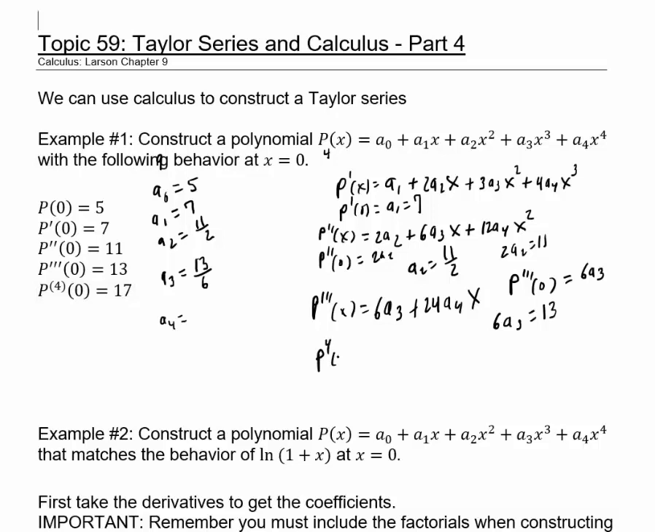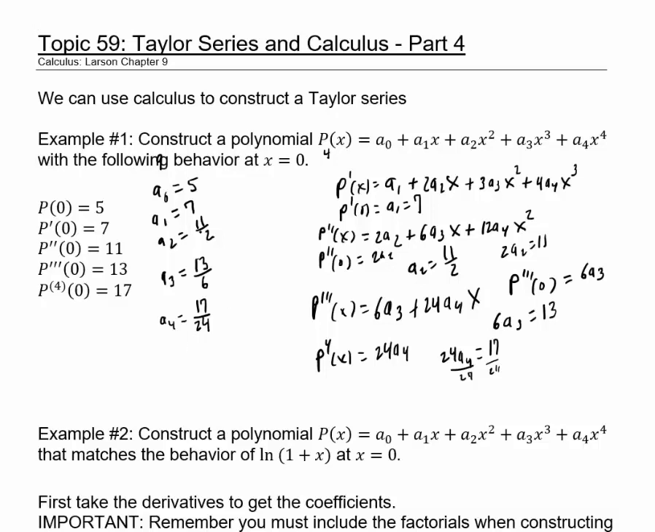So the fourth derivative at x is just equal to the derivative of this. So the derivative of 6a to the third would be 0. Derivative of 24a to the fourth x is just going to be 24a to the fourth. And then we know that 24a to the fourth is equal to 17. So you divide by 24 and you get 17 over 24. Okay. If you're able to see that, good job. And if not, that's okay too.